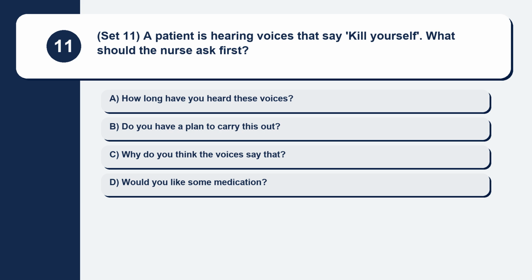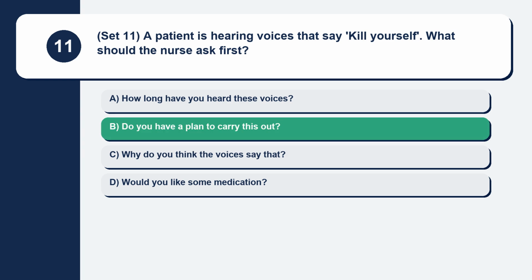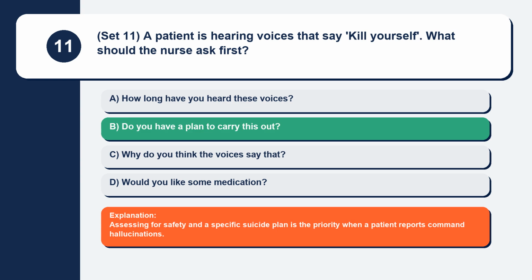Question 11. Set 11. A patient is hearing voices that say, "Kill yourself." What should the nurse ask first? How long have you heard these voices? Do you have a plan to carry this out? Why do you think the voices say that? Would you like some medication? Assessing for safety and a specific suicide plan is the priority when a patient reports command hallucinations.